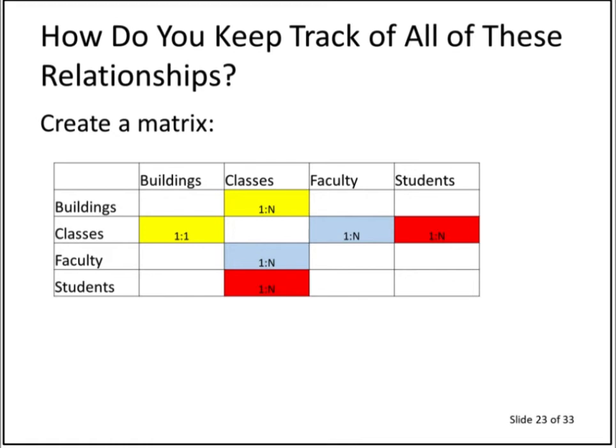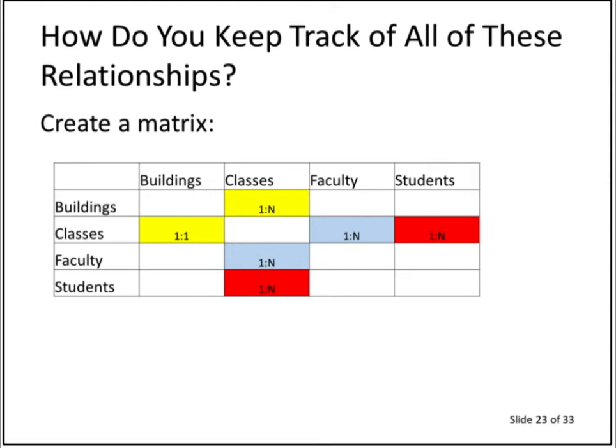So in here, I've got a matrix between buildings, classes, faculty, and students. And then we have the same entities forming our columns. So it's redundant to have anything between buildings and buildings, but one building can provide space for many classes. And then if you look at it from the class side, a single class is held only in one building, and we say there's no relationship between buildings and faculty and buildings and students.